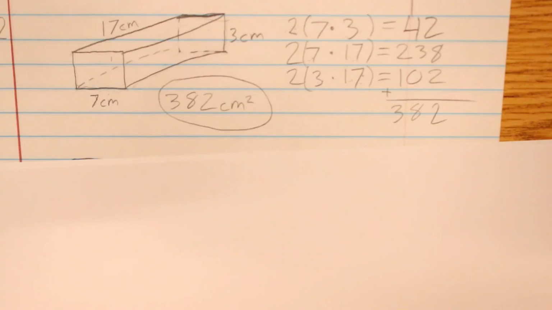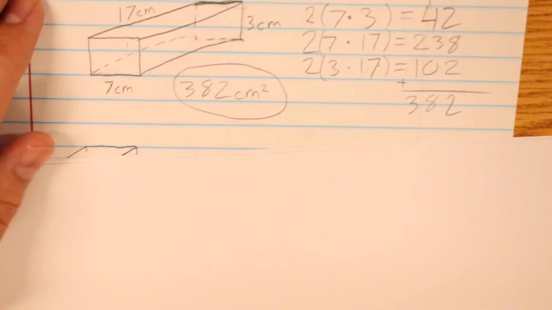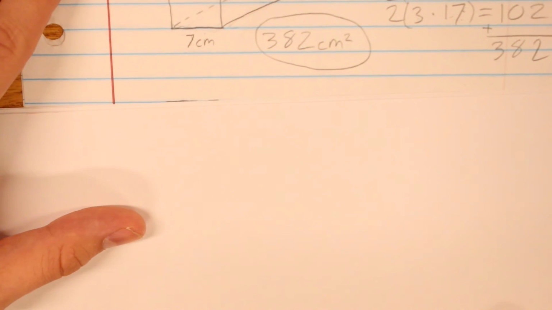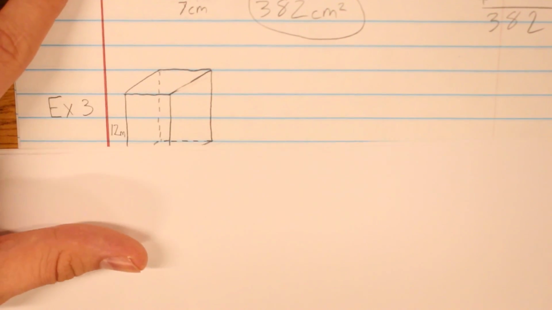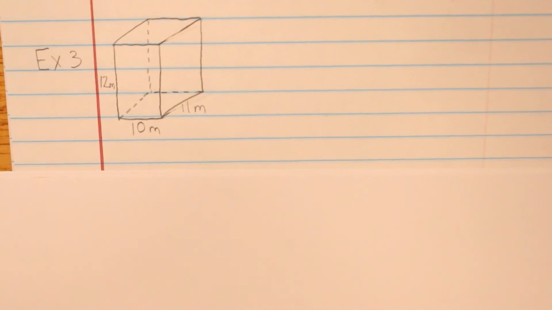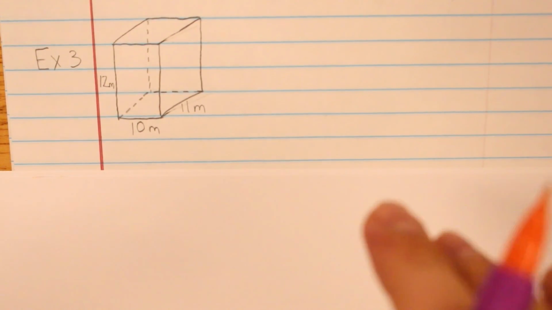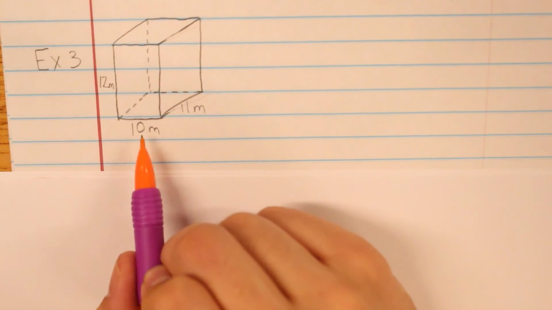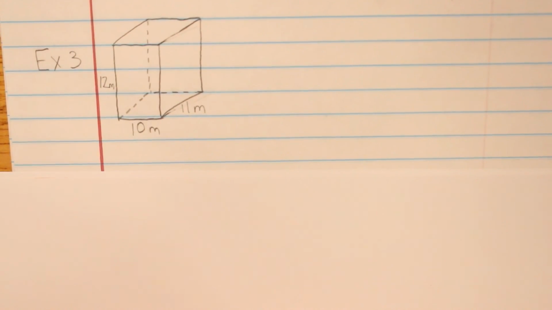So again, look back over this if you need some help. This last example is example 3. We will go over this in class, but here's my challenge to you. I want to see if you can find the surface area of this shape. So your challenge is to draw this shape as accurately as possible, label it with 12 meters, 10 meters, and 11 meters, and go ahead and try it out. See if you guys can get the answer now. I wish you the best of luck.